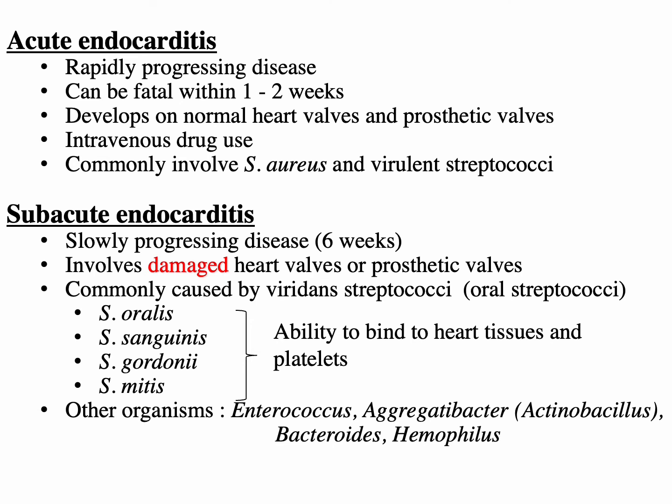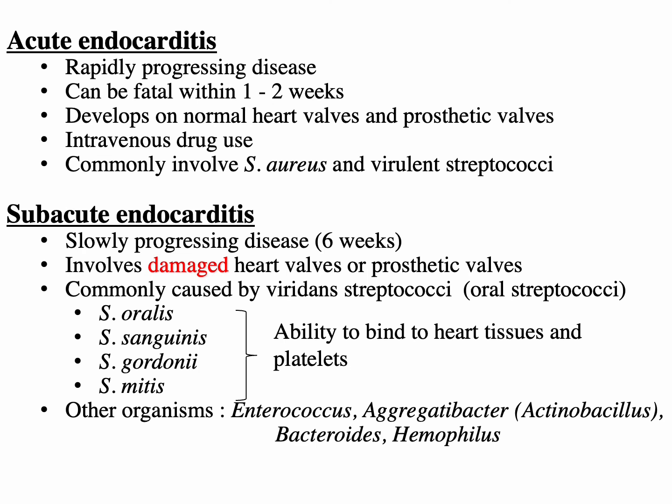In acute endocarditis, usually a more virulent organism like Staph aureus or some other virulent streptococci like Streptococcus pneumoniae is involved. In subacute endocarditis, usually a less virulent organism like those found in dental plaque, the oral streptococci, sometimes called viridans streptococci. These include Streptococcus mutans, Streptococcus sanguinis, Streptococcus gordonii, and Streptococcus mitis.